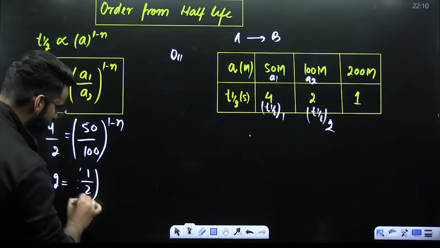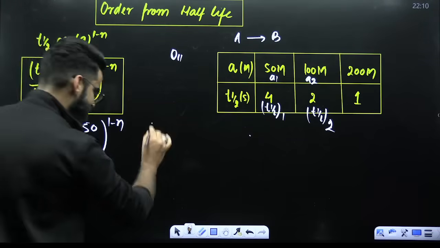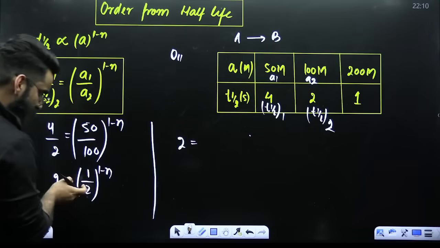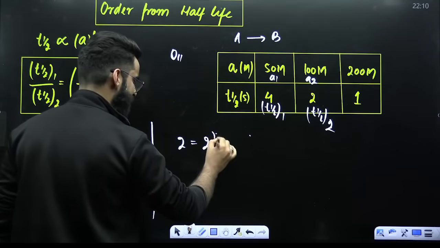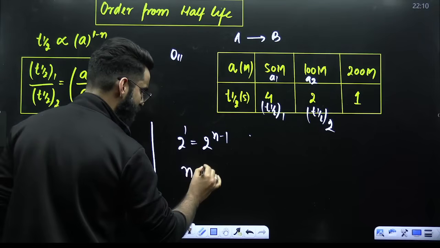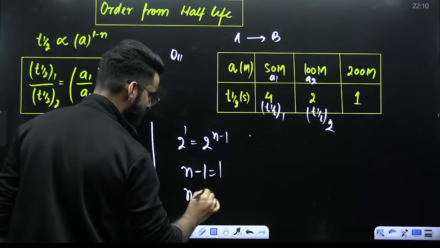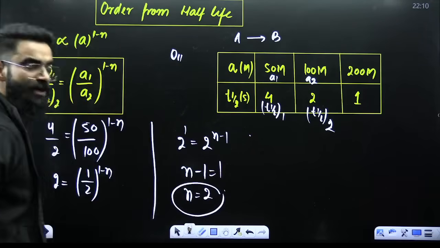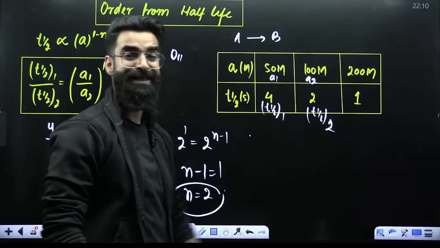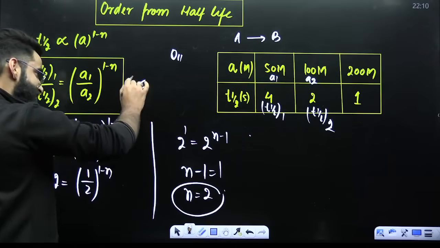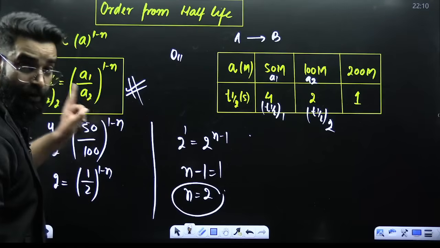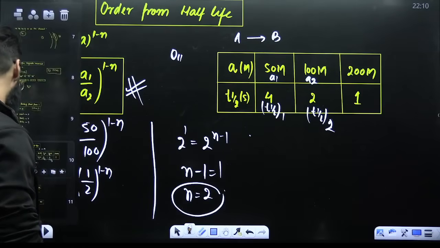This value comes out to be 1 by 2 raised to the power 1 minus n. So I would say 2 is equal to that. Take the reciprocal. It becomes 2 raised to the power n minus 1. So my dear students, from here you can say n minus 1 is equal to 1, so the n value comes out to be 2. So the order of the reaction whose data is given to me is 2. Remember this particular result. This is a very important question, my dear students, which is frequently asked nowadays.